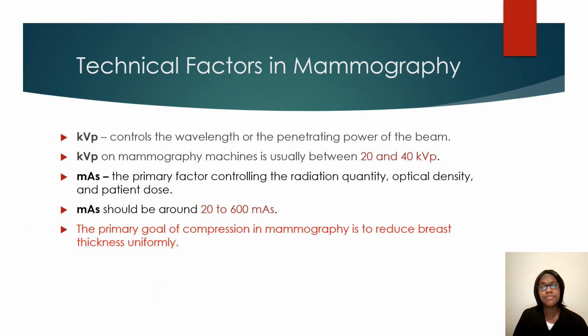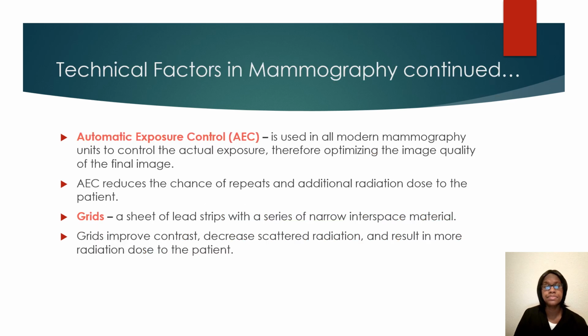For our technical factors, we have our KVP and our mAs. The KVP is going to control the wavelength or the penetrating power of the beam. It's going to be between 20 and 40 KVP. You have your mAs, which is going to control the radiation quantity, your optical density, and the patient dose. This should be around 20 to 600. The primary goal of compression in mammography is to reduce the breast thickness uniformly.